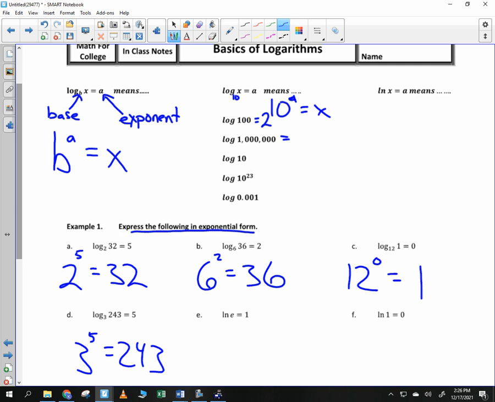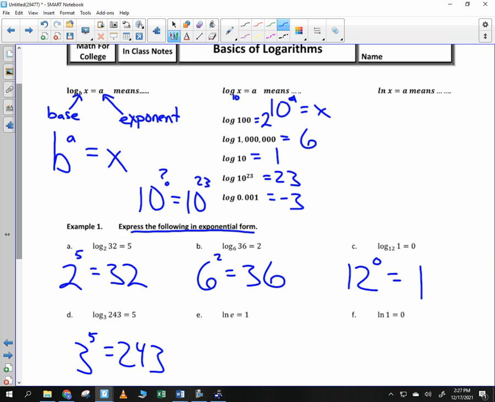10 to what power is a million? 6. 10 to the first power is 10. 10 to what power is 10 to the 23rd? What would that question mark be? 23. If it's a decimal, it's a negative exponent, right? Tenth would be -1, hundredth would be -2, thousandth would be -3.